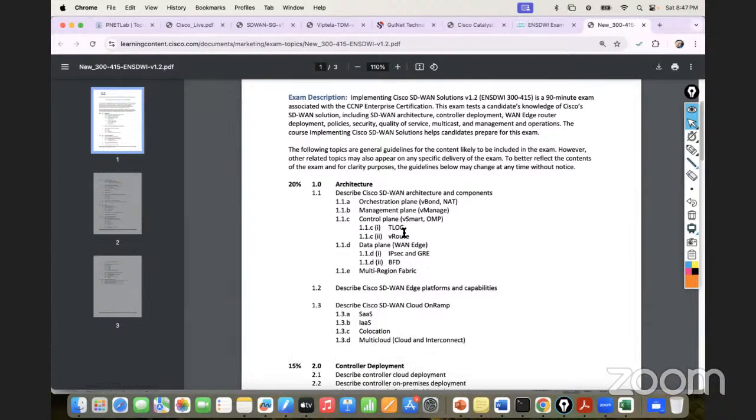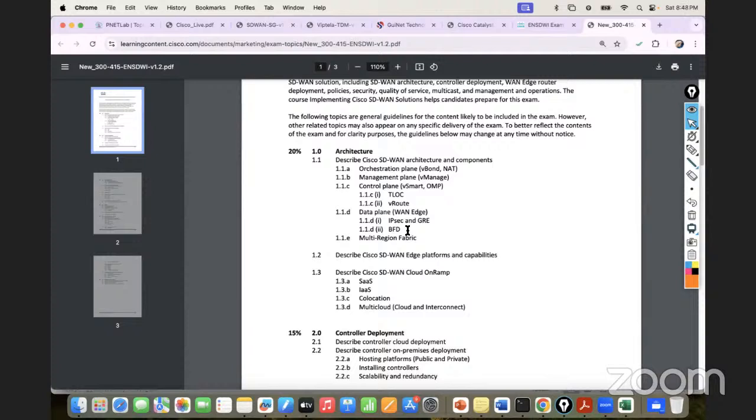And in this architecture, you have to understand a lot. Trust me, you have to understand a lot. It means you have to know about the Cisco SD-WAN description. What is the orchestration plane? You can see again, they are still using the vBond, NAT, vManage.